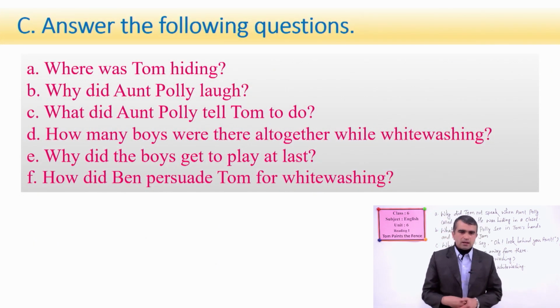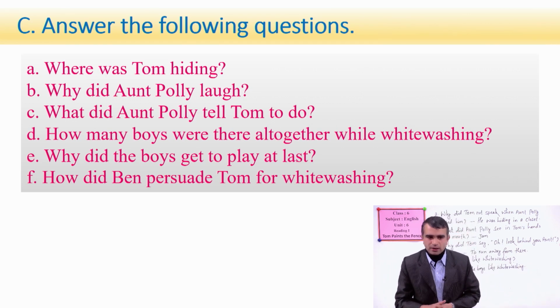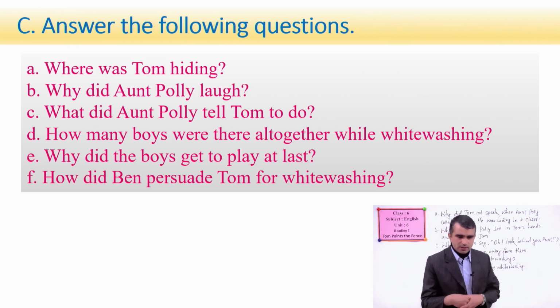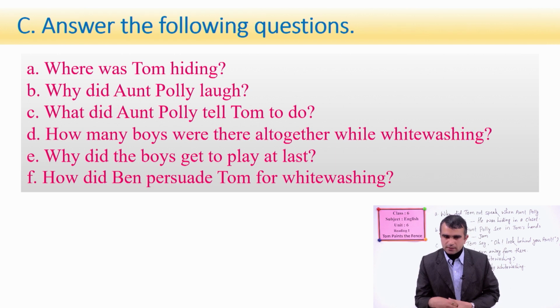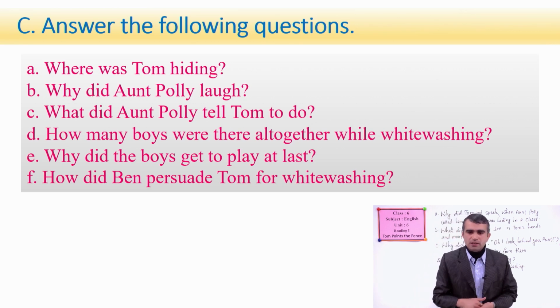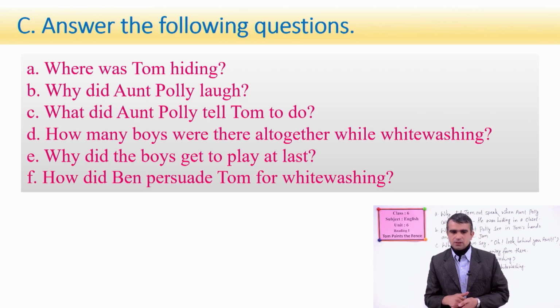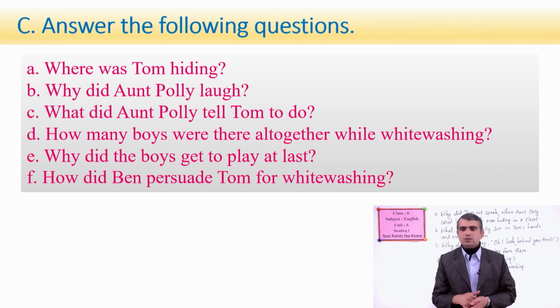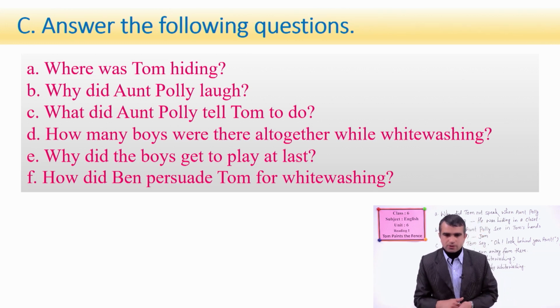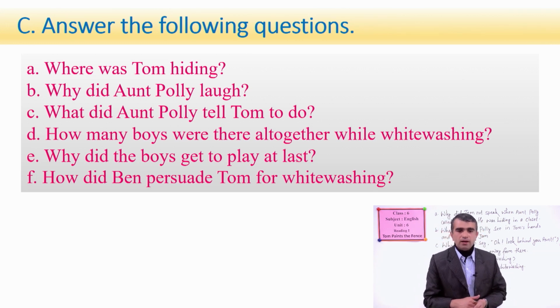Now come to the third exercise, that is answer the following questions. There are some questions, 1, 2, 3, 4, 5, 6 questions. A, where was Tom hiding? B, why did Aunt Polly laugh? C, what did Aunt Polly tell Tom to do? D, how many boys were there altogether while whitewashing? And E, why did the boys get to play at last?